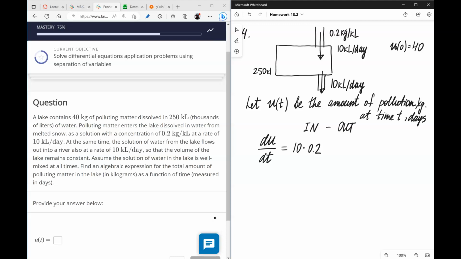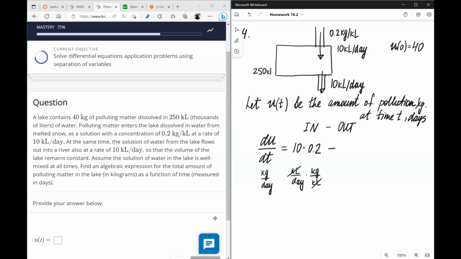So the units of 10 are kiloliters per day. The units of 0.2 are kilograms per kiloliter. And then kiloliter cancels. So the units here are kilograms per day, which is exactly the same units as what we have on the left. So everything is in kilograms per day. So that's how fast it comes in.